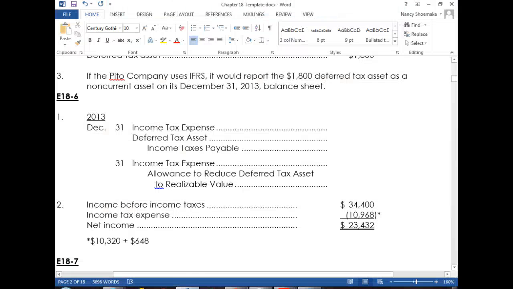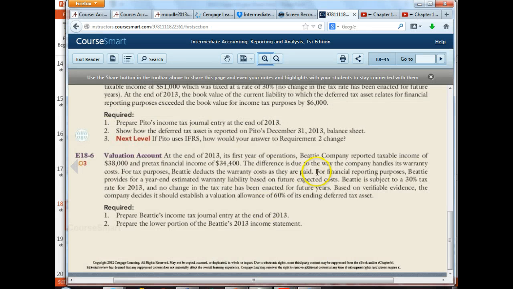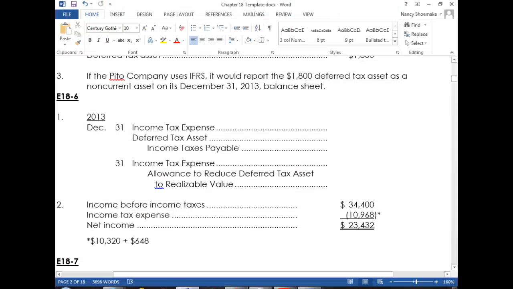So let's look here at 18.6. We've got a deferred tax asset. Let me just read this again. The taxable income is $38,000, yet the pre-tax financial income is $34,400. They want to establish a valuation allowance of 60% of its deferred tax asset. So how are we going to handle this one? What do you think we're going to do here?